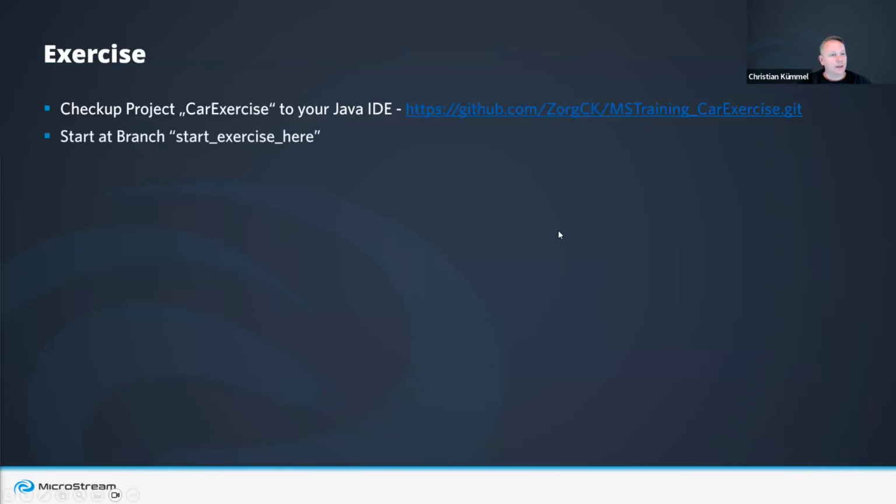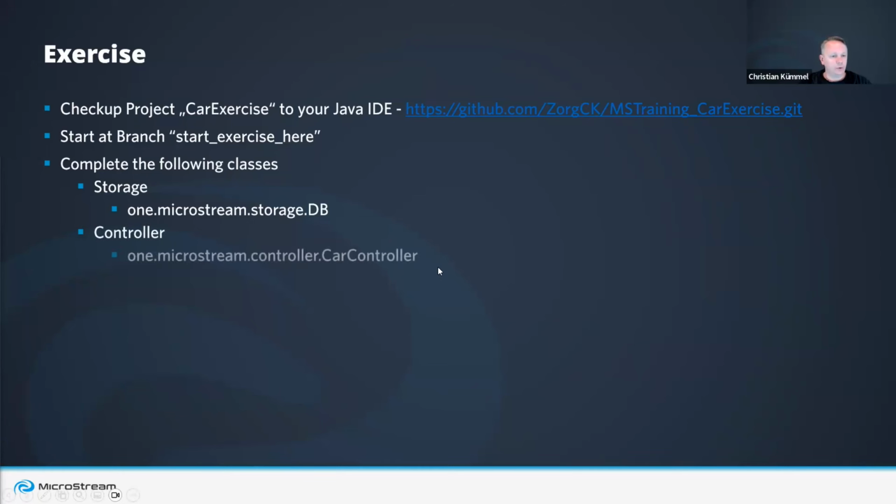Let's go on. As I said, start at the branch start exercise here, and complete the following classes. Let's go first to the storage package. There is one class which is called DB. This is the class where you can initialize your storage manager, where you can initialize the database root object. Then you have to complete the controller classes.